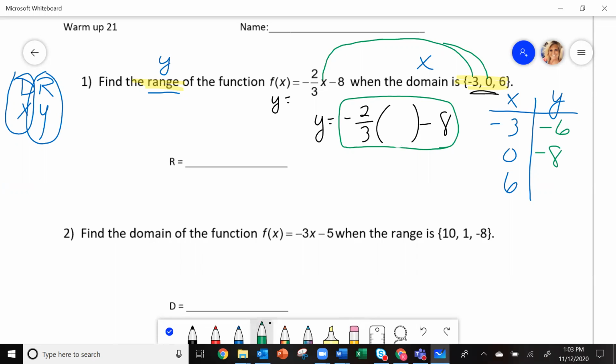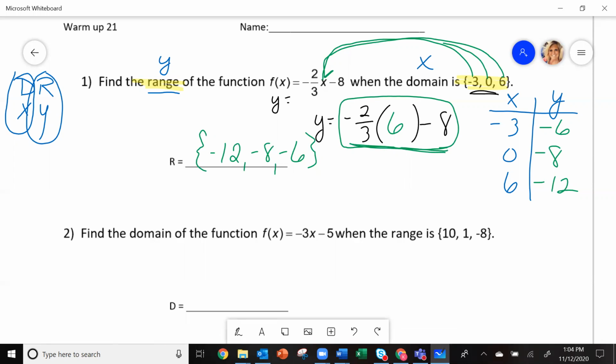The next one, you're going to put a 6 in here. Again, when you put this in the calculator, -2/3 times 6 gives you -4. Minus 8 gives you -12. Let me make sure I did that right. Yep, -4 minus 8 is -12. So my answer, my range, you would put it in set notation. I would write it as -12, -8, and -6. I normally write it in numerical order. That's what you should have gotten.